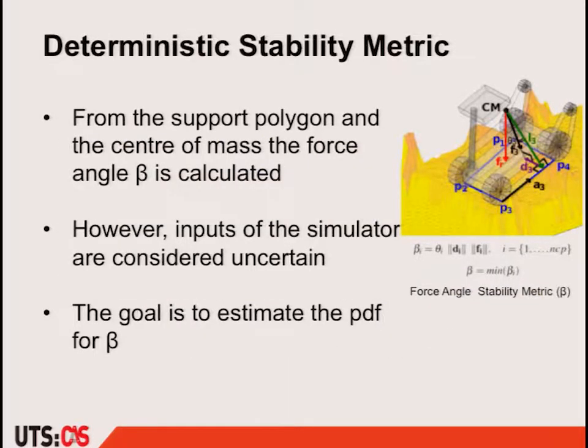With these contact points and the center of mass, we calculate our stability metric, a deterministic stability metric that we call the force angle. However, the inputs to the simulators are considered uncertain. So we have a distribution, usually we assume a uniformly distributed pose and map with a given mean and covariance. So our goal is to estimate the force angle at the end.